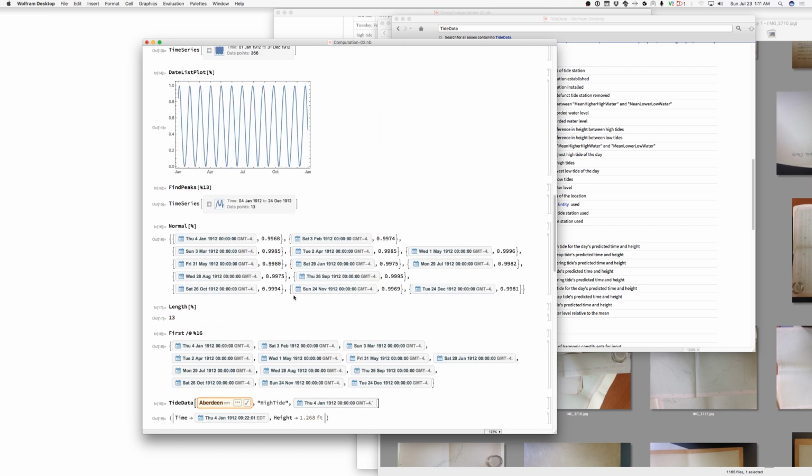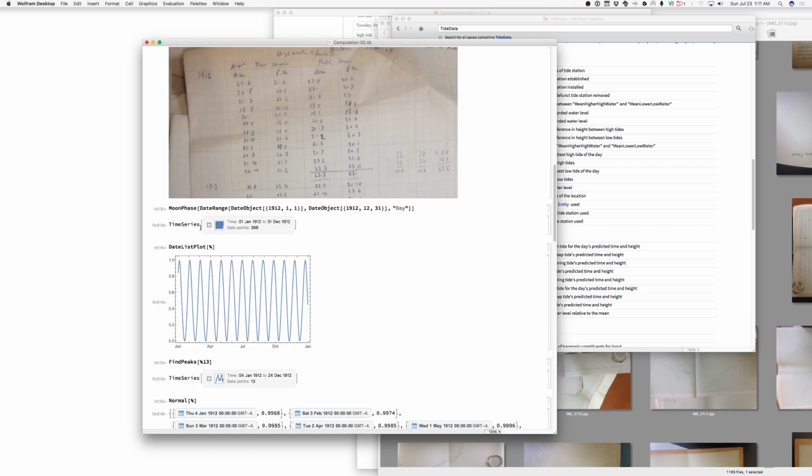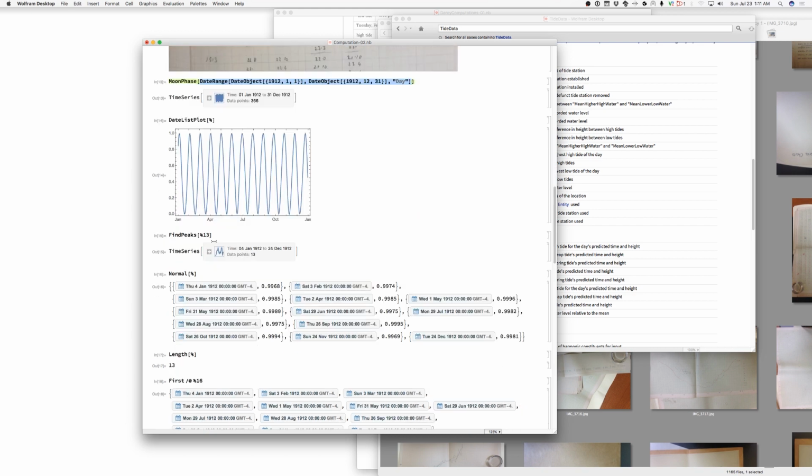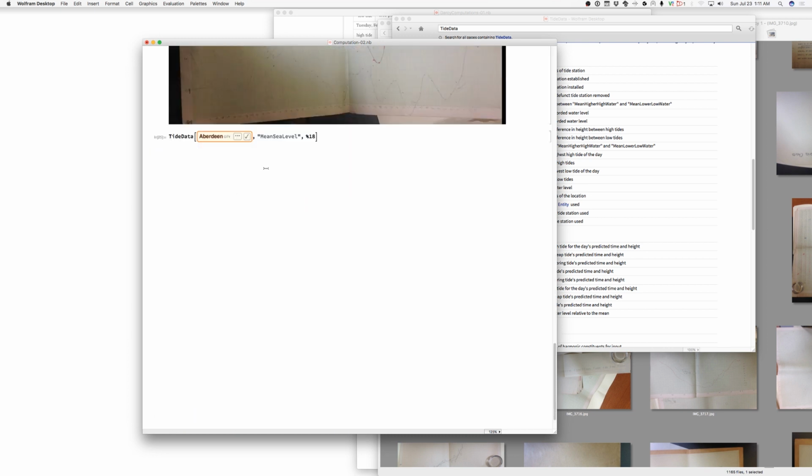So we want it for every day in the year for 1918, beginning of the year to the end of the year. Alright, let's see what happens. Oh, come on.